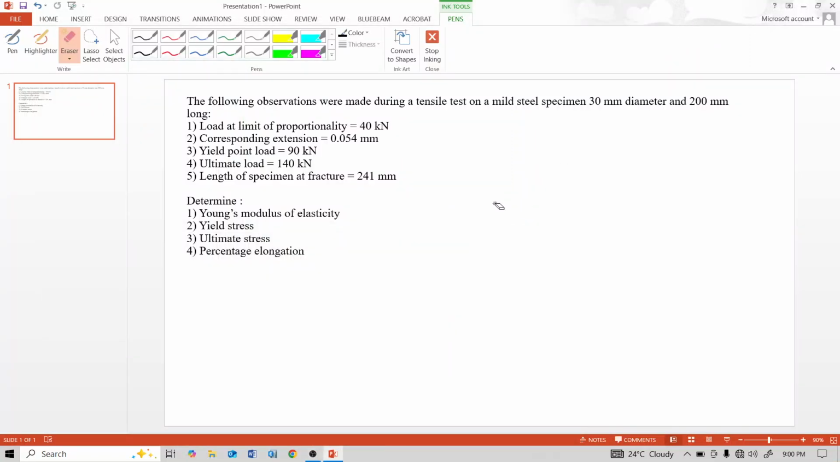Today, in this video, we will see a numerical on tensile test. The following observations were made during a tensile test on a mild steel specimen 30 mm diameter and 200 mm long: limit of proportionality is 40 kN, corresponding extension 0.054 mm, yield point load 90 kN, ultimate load 140 kN, length of specimen at fracture 241 mm. Determine Young's modulus of elasticity, yield stress, ultimate stress, percentage elongation.